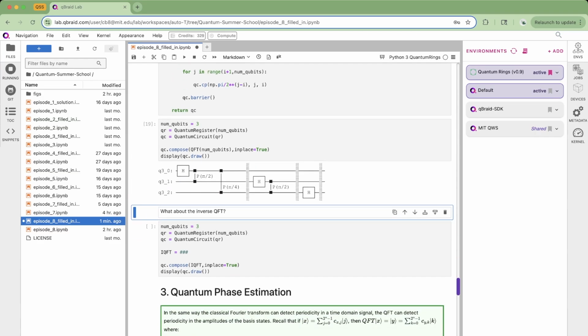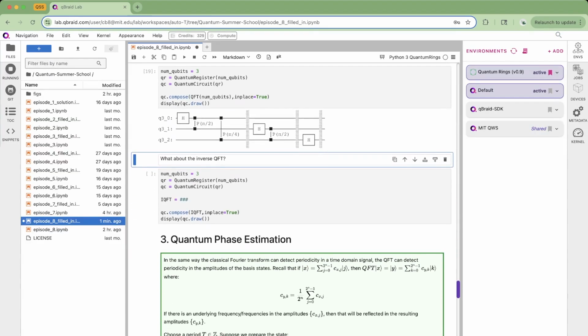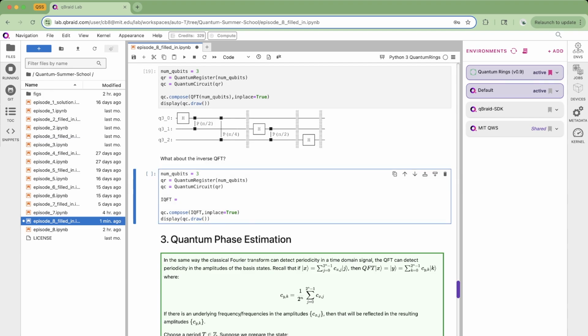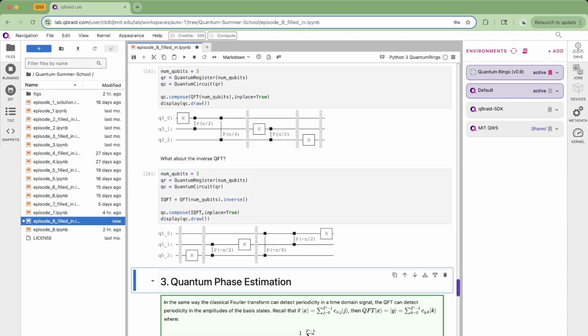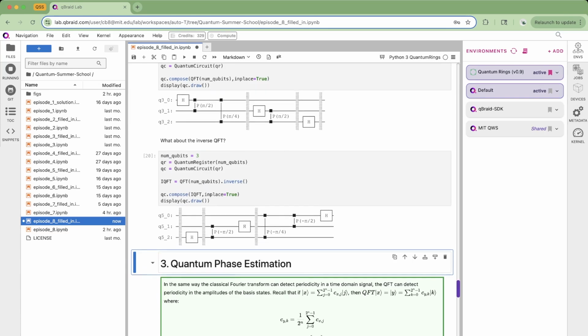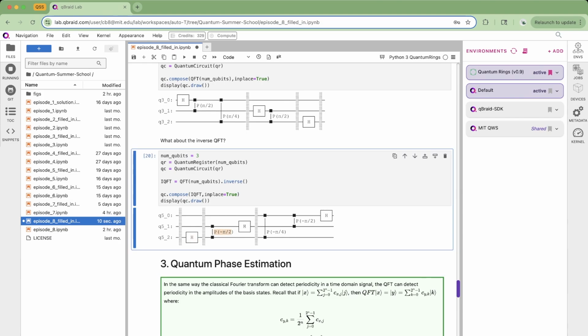Okay, what about the inverse quantum Fourier transform? Well, all we have to do is take the Hermitian conjugate, and we can do that pretty easily by just using inverse. And now we can see our inverse QFT. And it's just exactly the opposite. So we flip the order of all the gates, and we take the Hermitian conjugate of each gate. So H is its own Hermitian conjugate, but then for the controlled phase rotations, we need to rotate in the opposite direction.